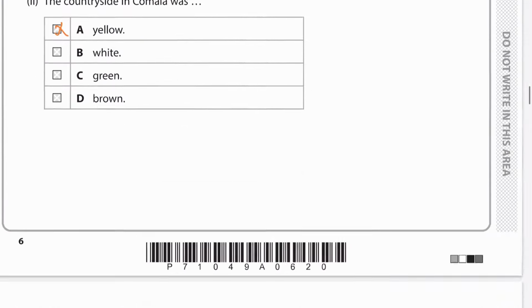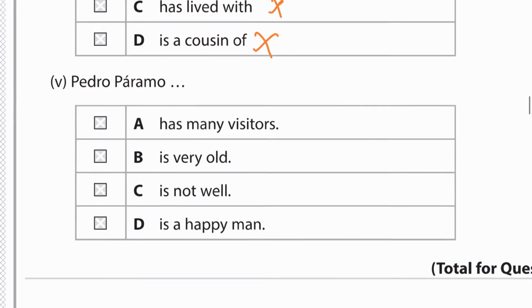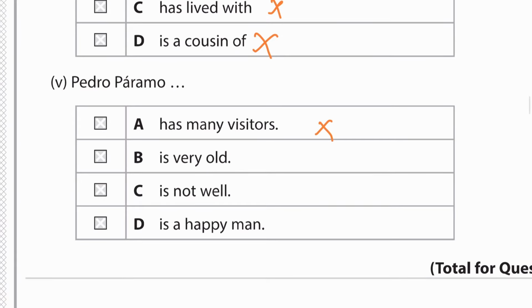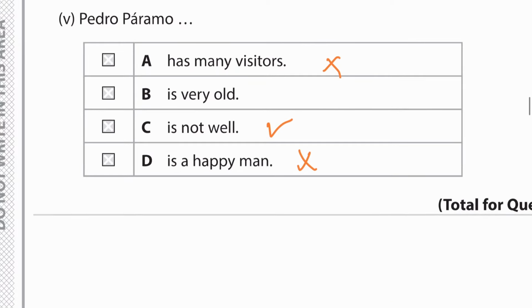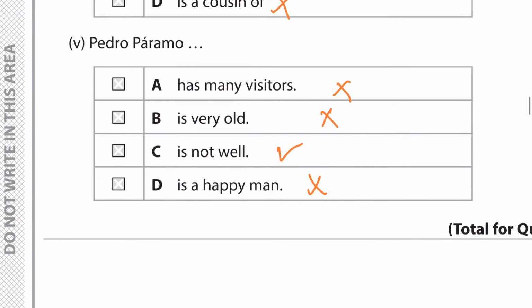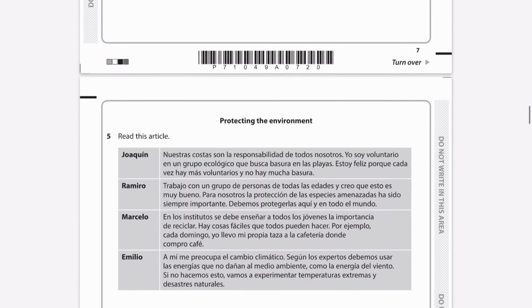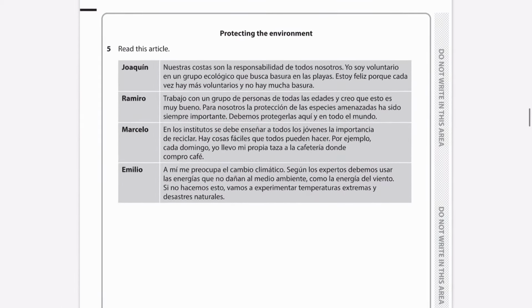Anyway, I think we can answer the last one here now. Does not have many visitors. He is old. He is not well. He's not happy. I actually don't think he's old. It mentioned viejo, but it said the guy talking to Juan was old, not Pedro himself. So he is not well is the answer there. ¿Vale? Quite easy, I think. Let's continue then. So, question 5.